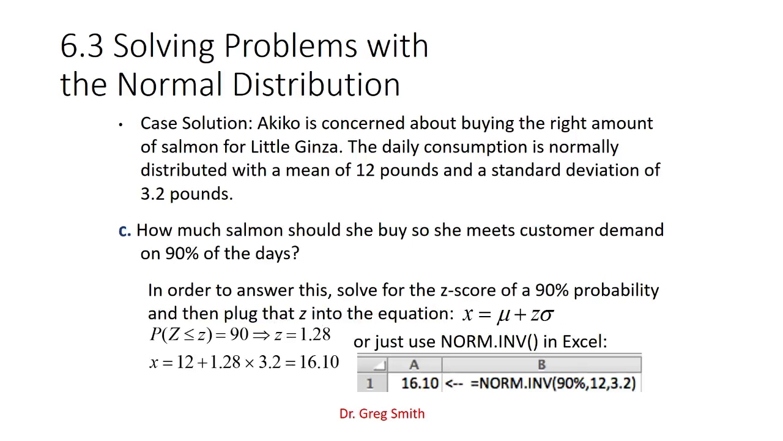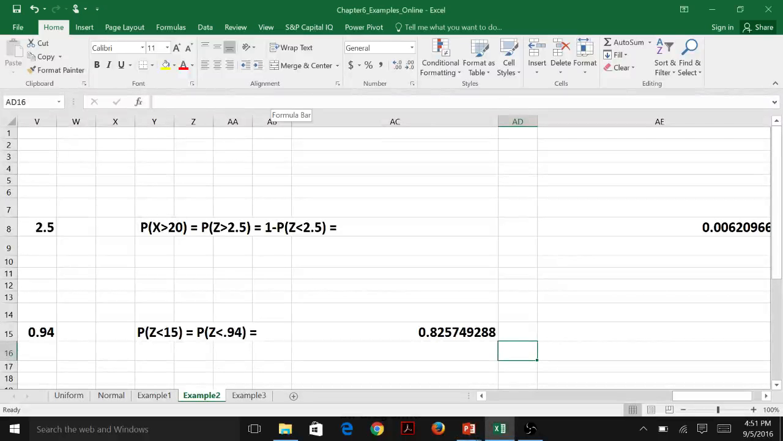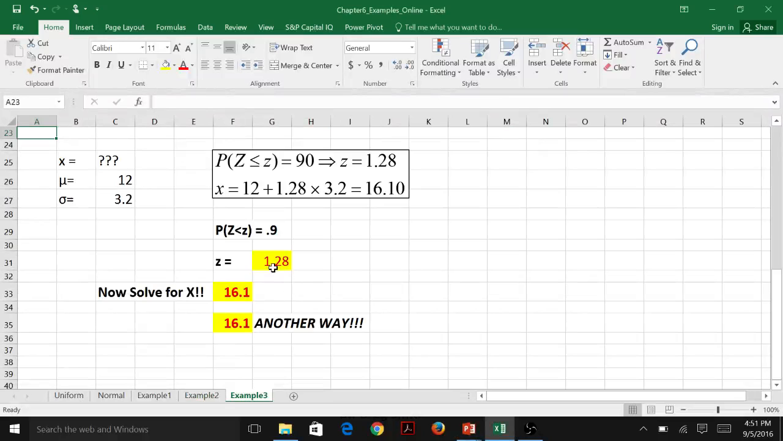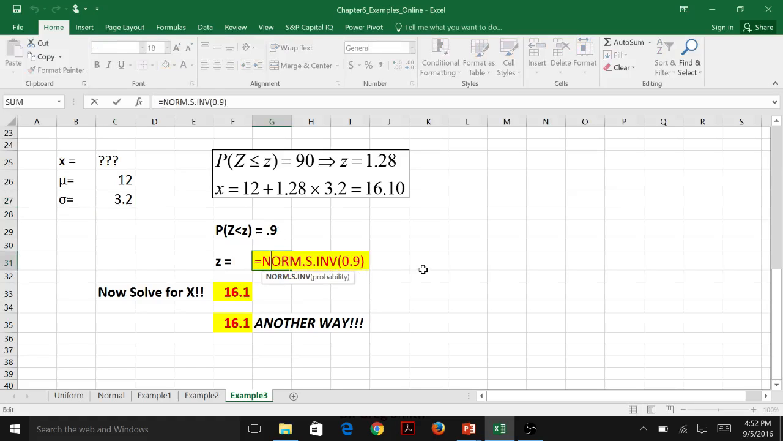The last one, how much salmon should she buy so she meets current customer demand on 90% of the days? Well, now she wants to know what's the value of z when the probability is 0.9. Well, let's try that. With that value, I need to calculate z. Well, one way is to use this formula, 0.9, and I can find 0.9 and work through the probability here. So I know that I have 12 and 3.2. I know that 0.9 is the value I want, so I'm going to use the inverse function.